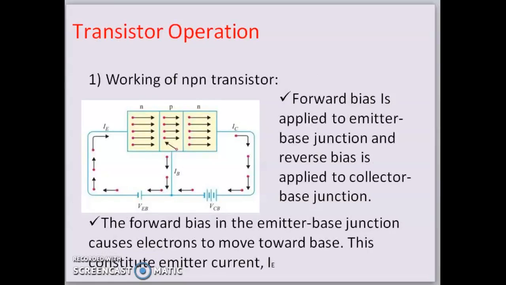How does the transistor work? First we will see the working of the NPN transistor. The forward bias is applied to the emitter-base junction and reverse bias is applied to the collector-base junction. The forward bias in the emitter-base junction causes electrons to move towards the base. This constitutes the emitter current, which is known as IE. You can see this from the diagram.